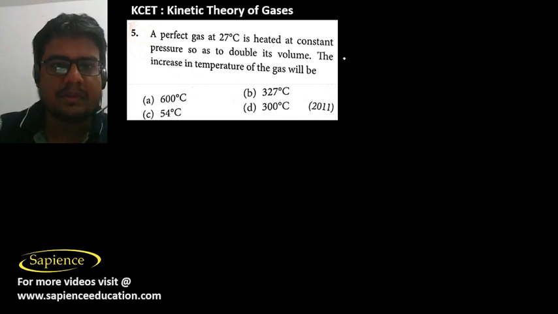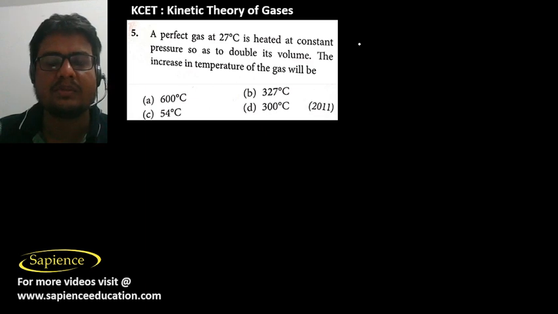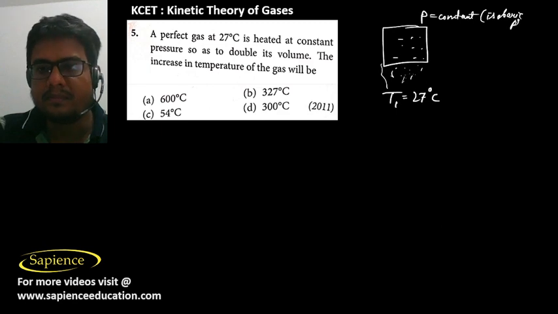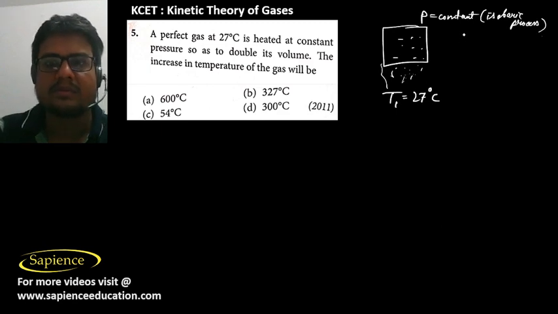It is told a perfect gas at 27 degrees Celsius is heated at constant pressure so as to double its volume. A perfect gas is there which is heated. Its initial temperature is 27 degrees Celsius, and it is heated at constant pressure. So the pressure is constant. It means that it is an isobaric process. It is heated at constant pressure so as to double its volume.